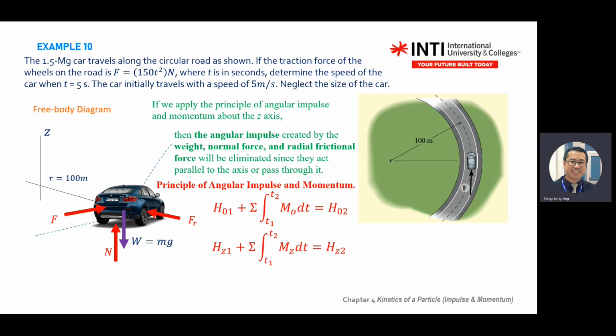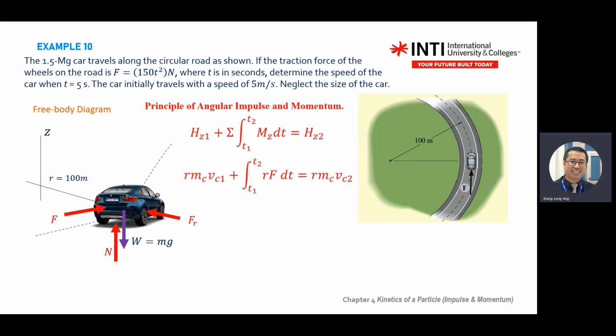Then you break the equation according to the scenario. This is the principle of angular impulse and momentum equation, H equals the integral of M dt. You change the 0, 1 into the z axis. Same with the momentum, refer to the z. Then you start substituting the values.